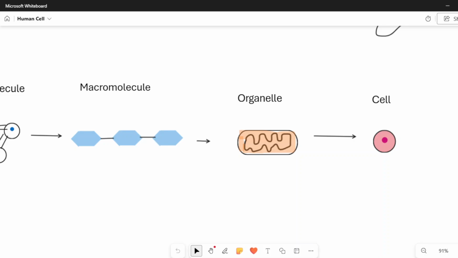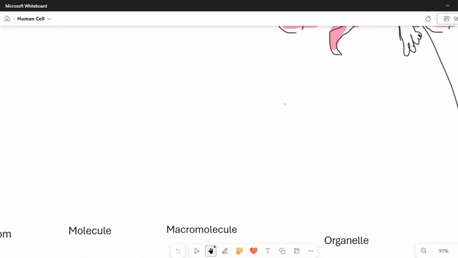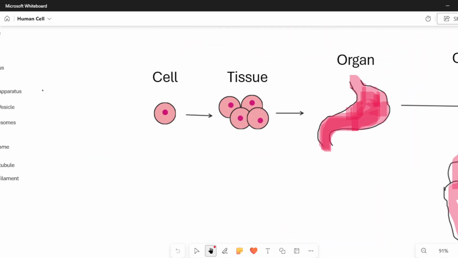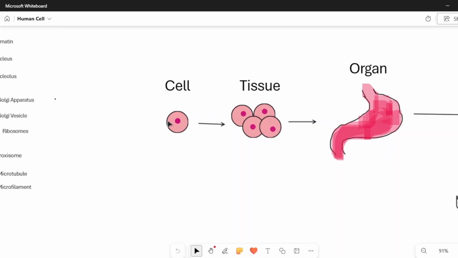Now, after the cell, how were we human beings created? From cells, the cells with the same function combine together to form tissues. Different cells form different tissues; a group of same-functioning cells is called a tissue. Different types of tissues combine together to form an organ. It can be your heart, your stomach, your lungs. Here we are seeing the stomach.